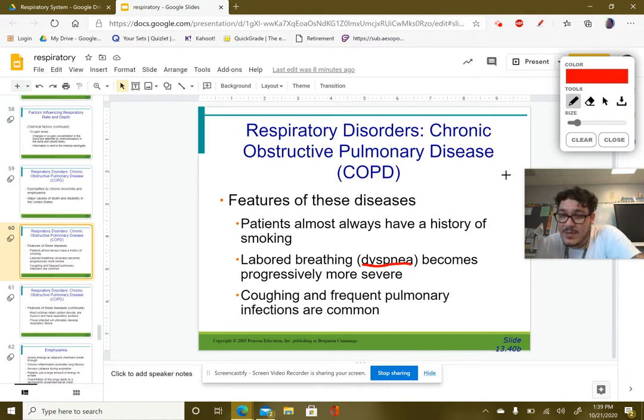Basically, dyspnea is just difficulty breathing. So it becomes harder and harder to breathe as your dyspnea becomes worse, or as the COPD becomes worse. Coughing, even coughing blood, can be common. Frequent pulmonary infections. So you start to get sick even more often. So that's what we tend to see.